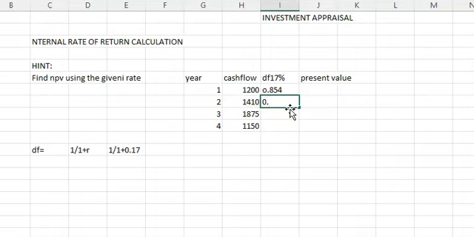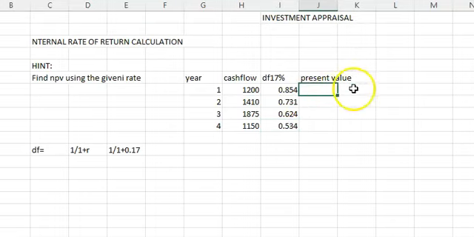In year 2, we'll have 0.731. In year 3, we'll have 0.624. In year 4, our discount factor will be 0.534. Okay. So how do we get a present value?